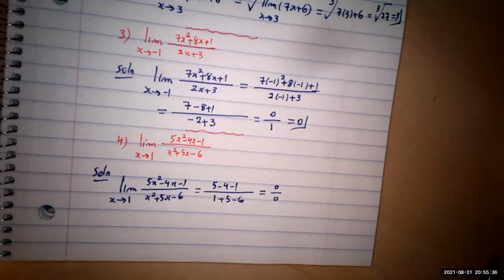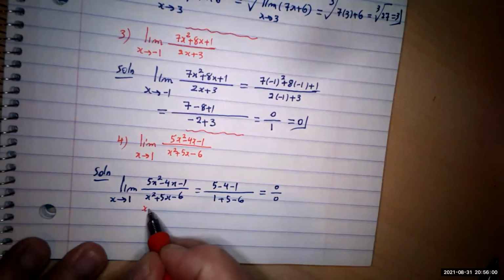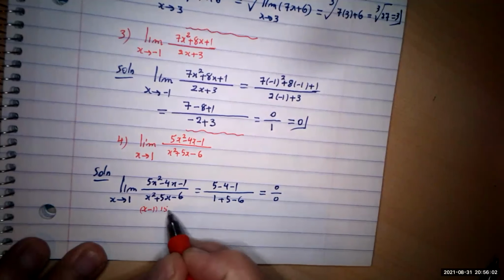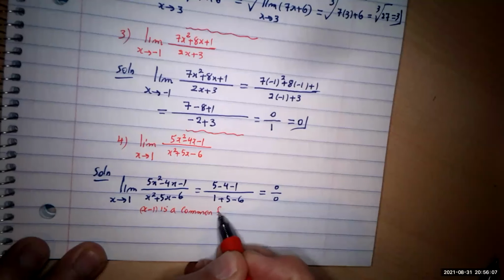Okay? So we call it indeterminate form, and there is a message. The message is the top and the bottom would have a common factor. What is that common factor? You see, this is x goes to 1. You also pull x to 1 to the other side, x minus 1. So this means, this is just for your information, x minus 1 is going to be a common factor.